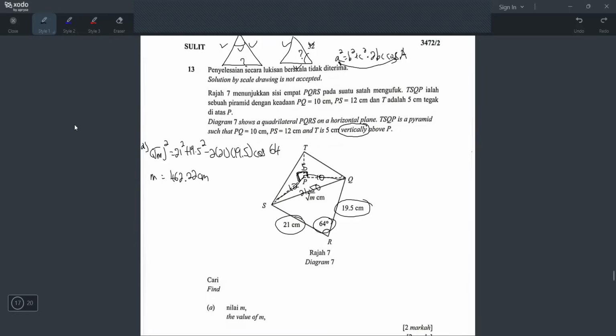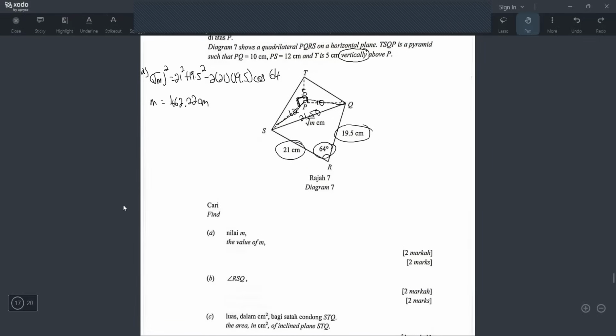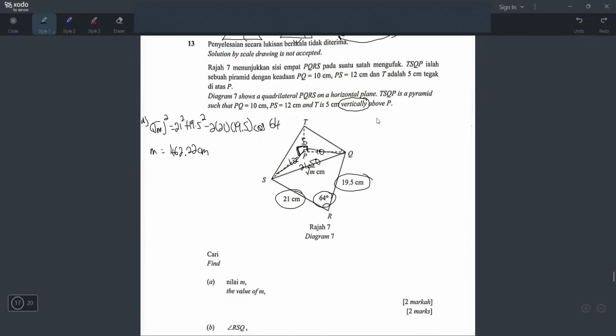So now we read B and see what it wants. Okay, B says find RSQ. Yeah, this one easy also. How to find RSQ? RSQ, where is it? RSQ, this one lah. So definitely you won't be using the atas punya triangle. Definitely using this triangle. And which formula you will use now? Of course, you can tell me use cosine rule can also, because you have three sides already, right? So you can use cosine rule. But actually, using sine rule is way better, because sine rule is much more easy to use, right?